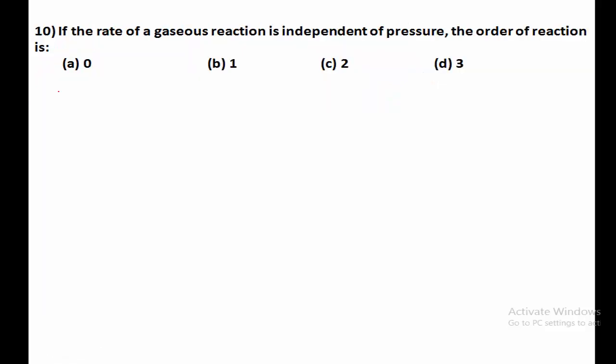10th. If the rate of a gaseous reaction is independent of pressure, the order of reaction is. So when the rate of gaseous reaction is independent of pressure, that simply shows the order of reaction is 0. It does not affect the rate of reaction, hence the order will be taken as 0. Option A.